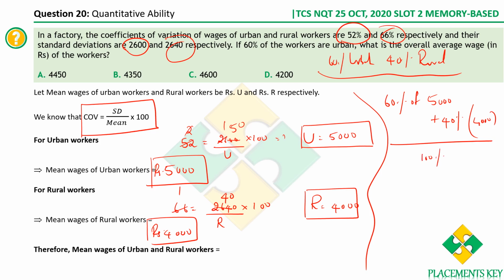So let's simplify this. What is 60% of 5,000? It is 3,000. Plus what is 40% of 4,000? It is 1,600. 60% of 5,000 is 3,000, yes, and 40% of 4,000 is 1,600, divided by 100%. So what do we get? 3,000 plus 1,600 is 4,600, by 100% is 1. Therefore, the average wage of the total urban and rural workers put together is 4,600, which is option C.